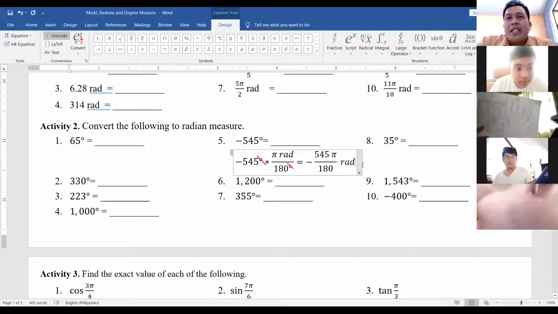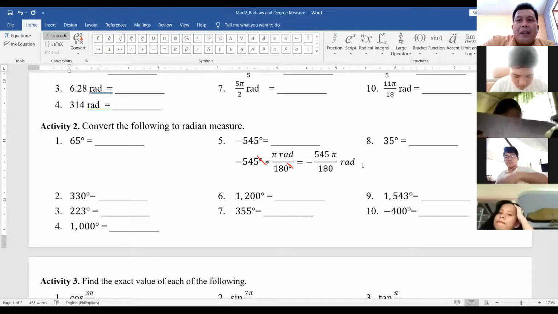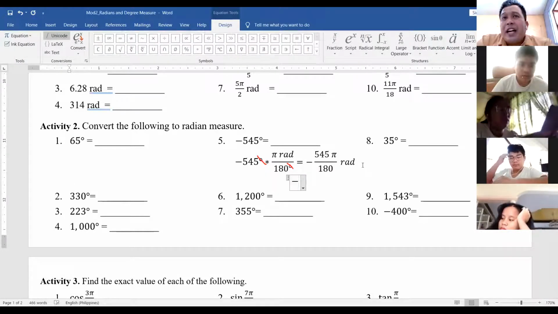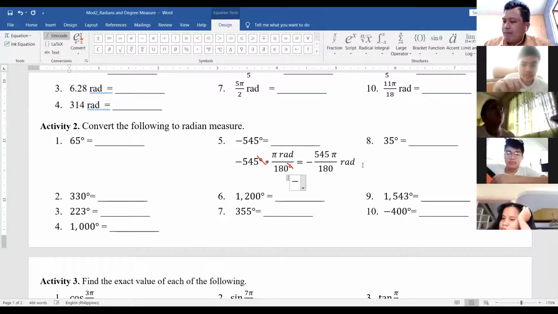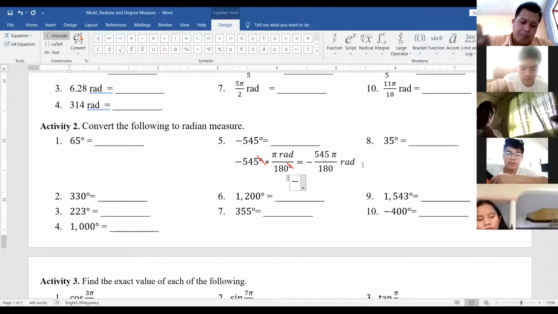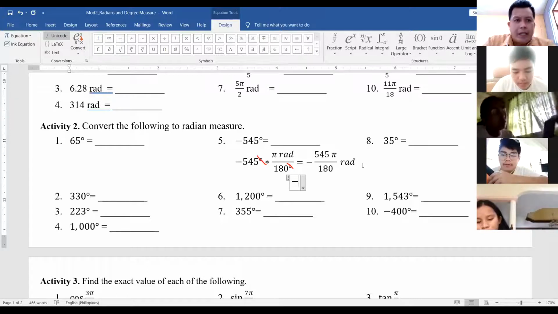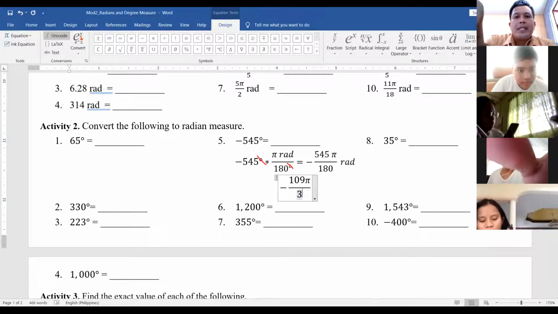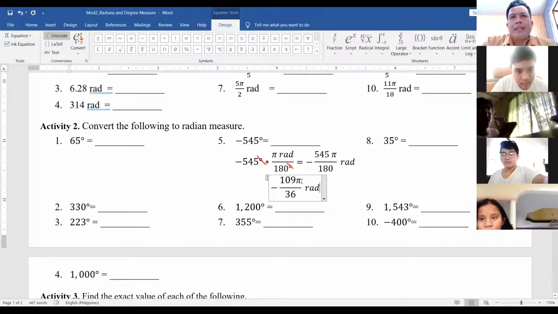Now, it's just as easy as pressing your calculator. What is the result when you divide 545 by 180? What's your answer there? 109 pi over 36. Very good. You have negative 109 pi over 36. And do not forget, with or without the radian, it's still fine. It's just for safety purposes, write the rad.